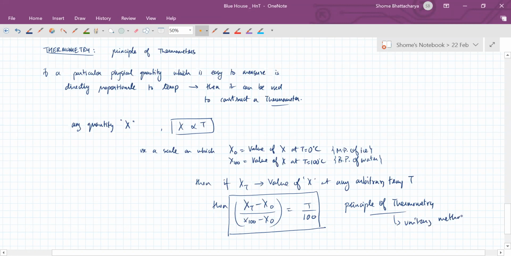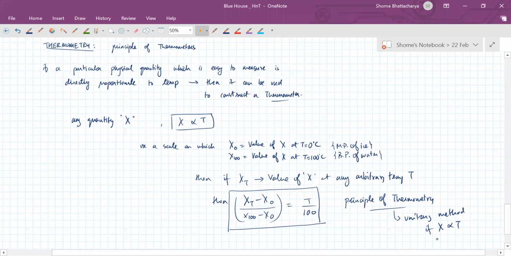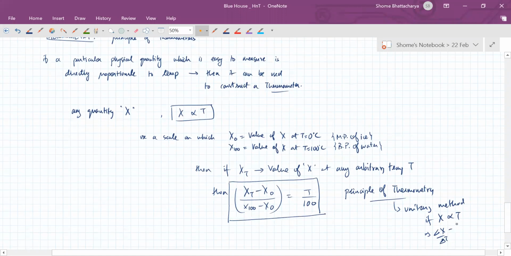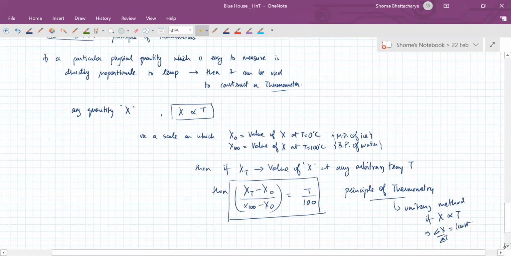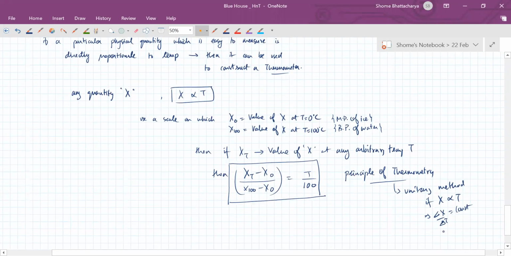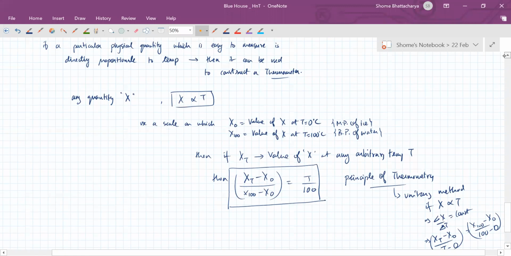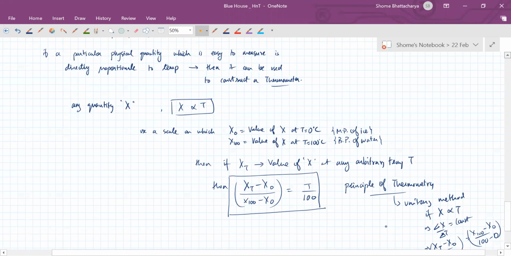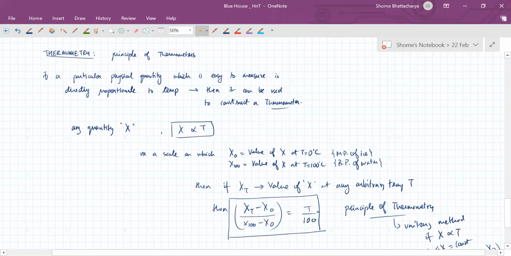It is like this: if x is proportional to temperature, then delta x by delta t should be constant. That's why (xt minus x0) upon (t minus 0) should be equal to (x100 minus x0) upon (100 minus 0). It just comes from this application of the unitary method. So it's nothing extraordinary really. We don't even need to give it such a fancy name, principle of thermometry, but this is the idea of the principle of thermometry.